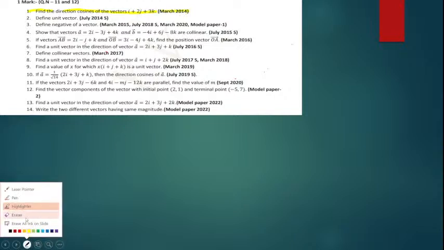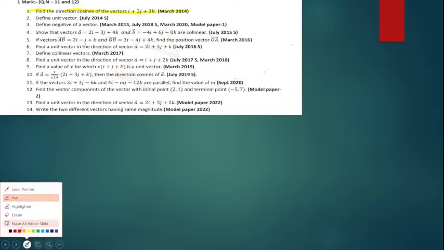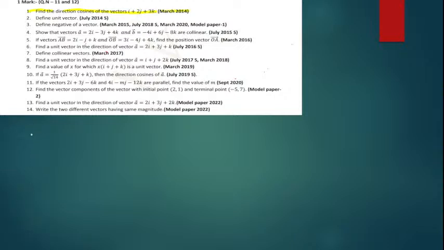First question, find the direction cosines of the vector i plus 2j plus 3k, which was asked in March 2014. We'll see how to solve this question now. Given that, let us consider the given vector r vector equal to i cap plus 2j cap plus 3k cap. In order to find the direction cosines, first we need to find the magnitude of the given vector.